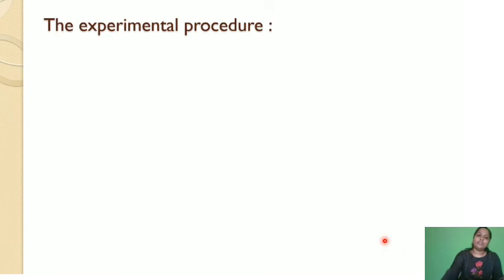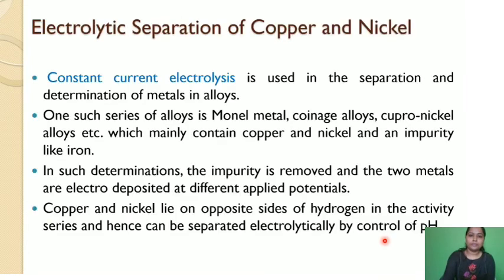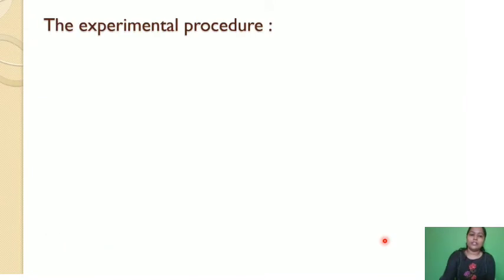Here we see the steps involved in the experimental procedure for the separation of copper and nickel present in Monel alloy. We know that in Monel metal or coinage alloys, copper and nickel as well as impurities such as iron are present.